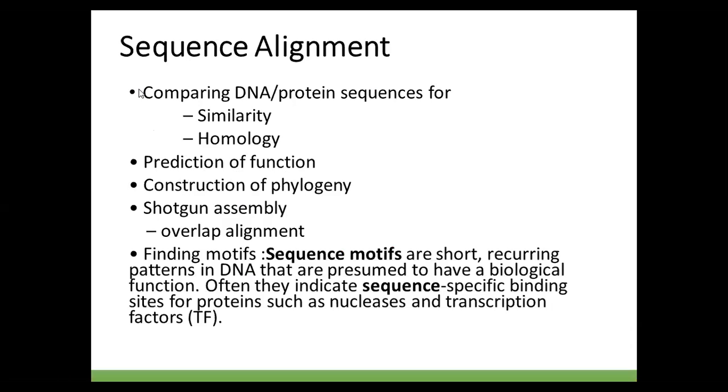So why do we do sequence alignment? These are the main reasons. We construct phylogeny using sequence alignment. We predict the function of a protein using sequence alignment. And shotgun assembly. So what is shotgun assembly? Shotgun assembly is a widely used and widely discussed topic.